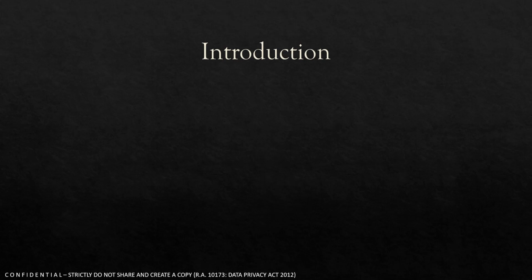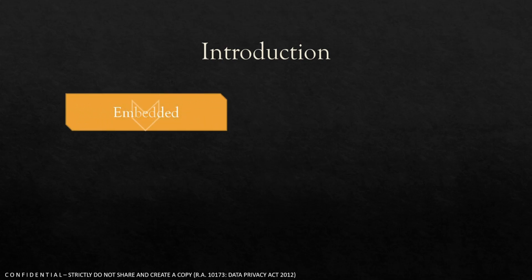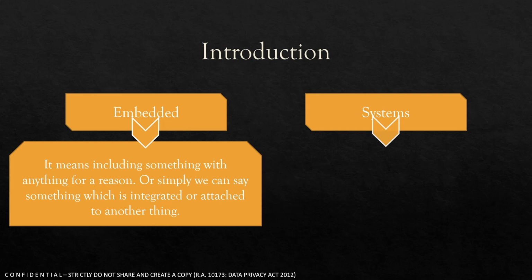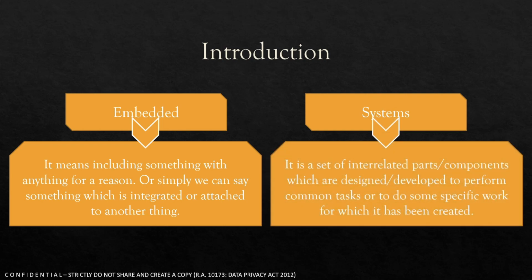So now, let's proceed to the introduction. So let's define first what is embedded. So embedded means including something with anything for a reason. Or simply, we can say something which is integrated or attached to another thing. While the system is defined as a set of interrelated parts or components which are designed or developed to perform common tasks or to do some specific work for which it has been created.